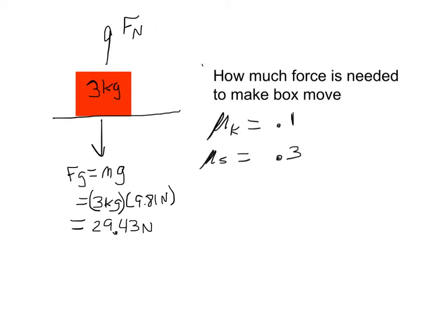Okay, and we know the net force in the y is going to equal 0 because the box is not accelerating. It's not moving up into the air, and it's not moving down. So that means the normal force minus the force of gravity, minus because it's pointing down, is going to equal 0. So 0 equals the normal force minus the force of gravity.